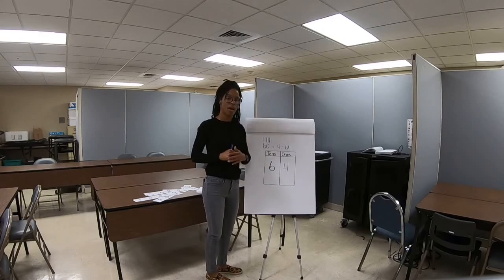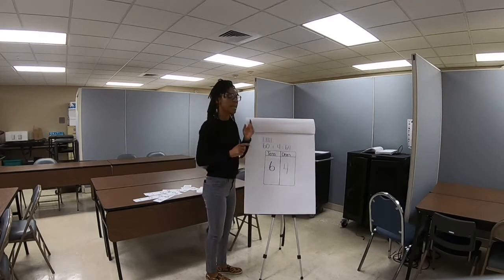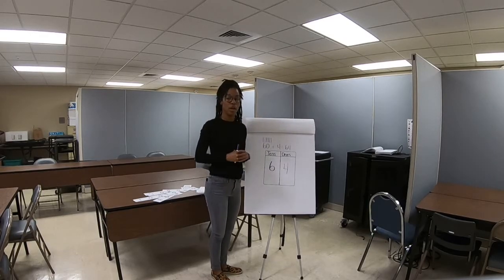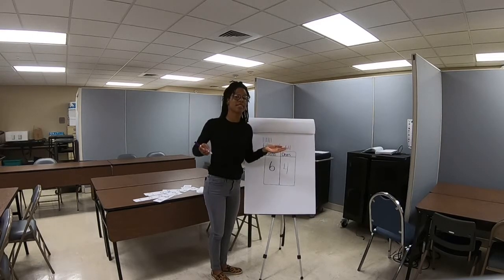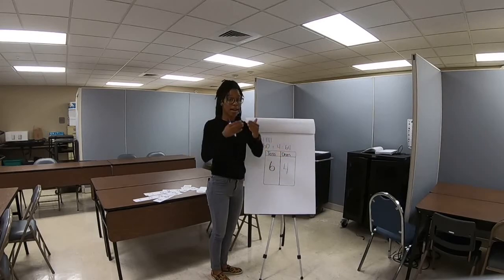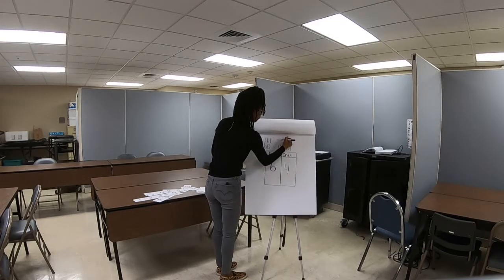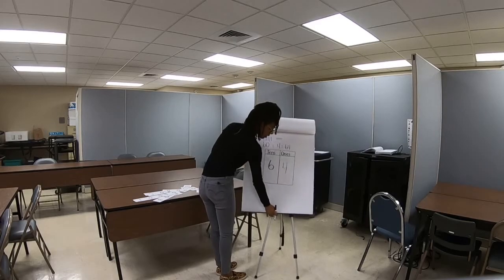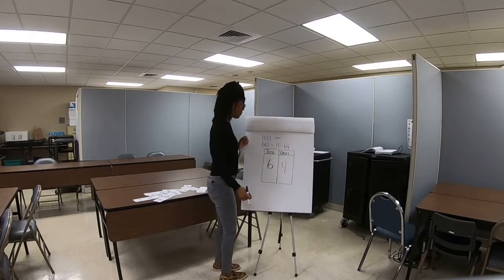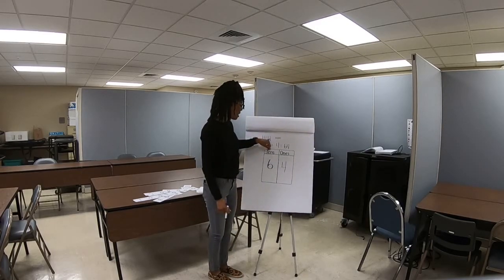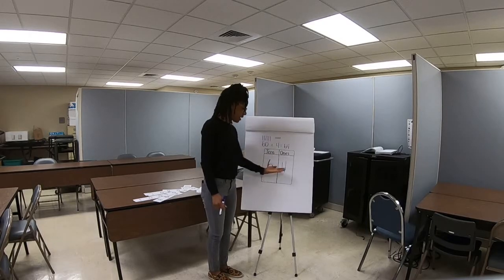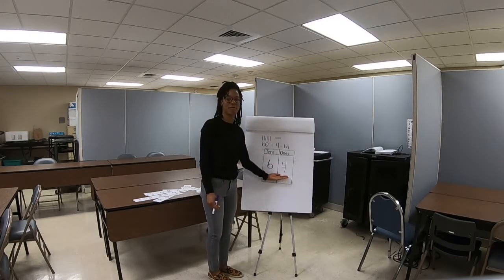And we have to draw our 4 ones. Now, we draw our ones in 5 group rows, but we know that 4 is actually less than 5, so we're not going to have a full row. 1, 2, 3, 4. There we go. 4. So 6 tens and 4 ones equal 64.